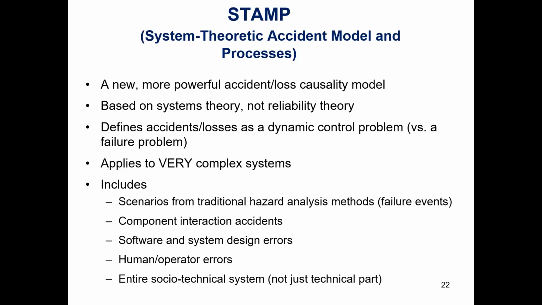So STAMP, which stands for System-Theoretic Accident Model and Processes, is a new, more powerful accident or loss causality model. The old models say that accidents are caused by chains of failure events, and that just doesn't include the accidents that we're seeing today. So instead, in STAMP, we define accidents and losses as a dynamic control problem versus being a failure problem.